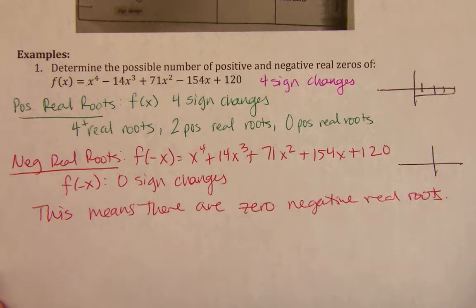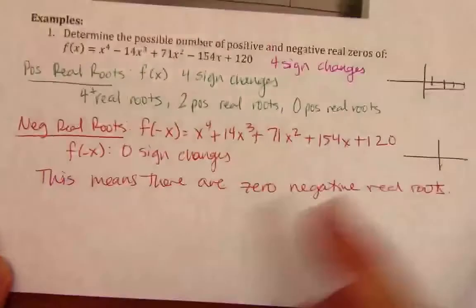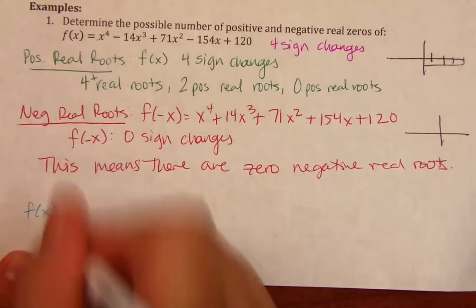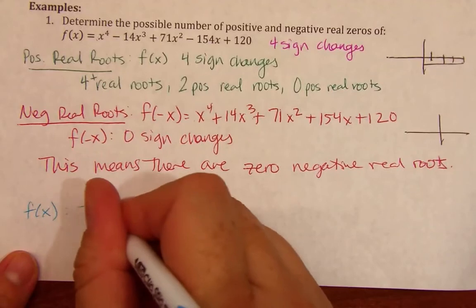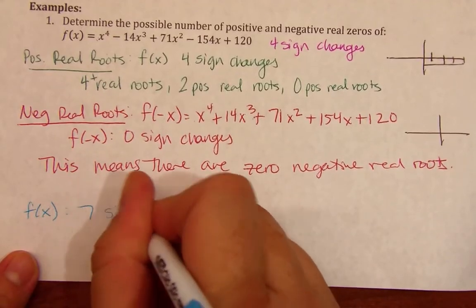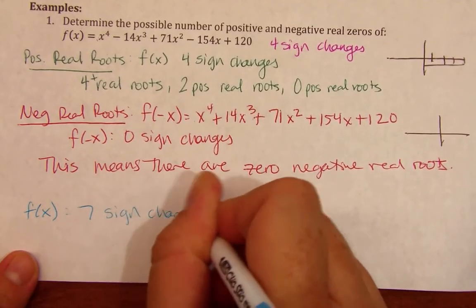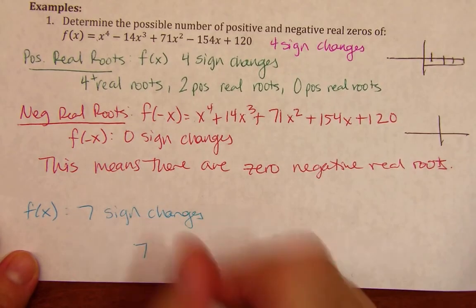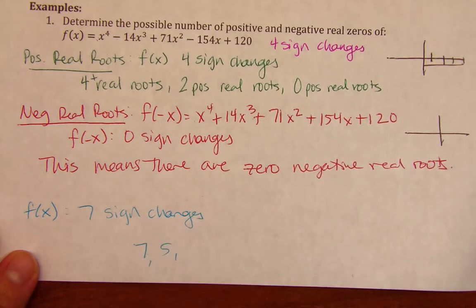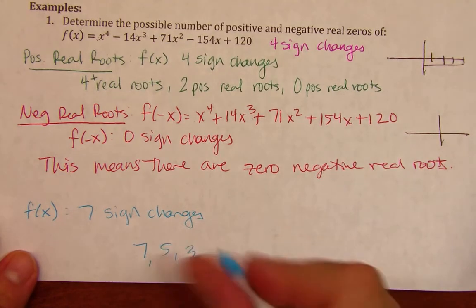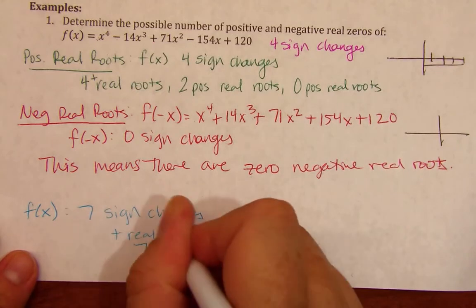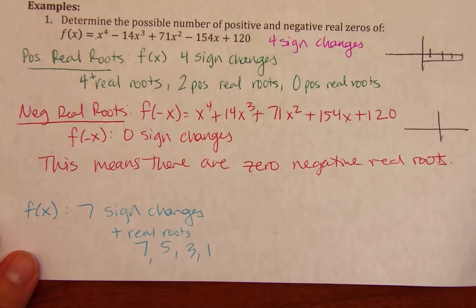Just before we end this video, I'm going to add a little bit to the end here. If I have a function f of x with, let's say, 7 sign changes, then what that tells me is I either have 7 real roots, I could have 5 real roots, I could have 3 real roots, or I could have 1 real root, and these are positive real roots. So we're always reducing by 2, okay?